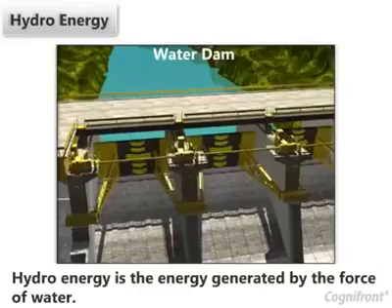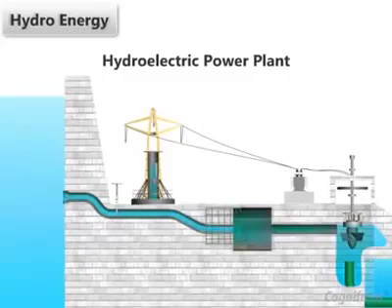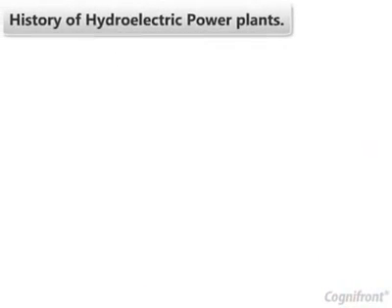Hydroenergy. Hydroenergy is the energy generated by the force of water. This is a powerful way of generating electricity. The hydroenergy is converted into electric energy by hydroelectric power plant, and this energy is called hydroelectricity.